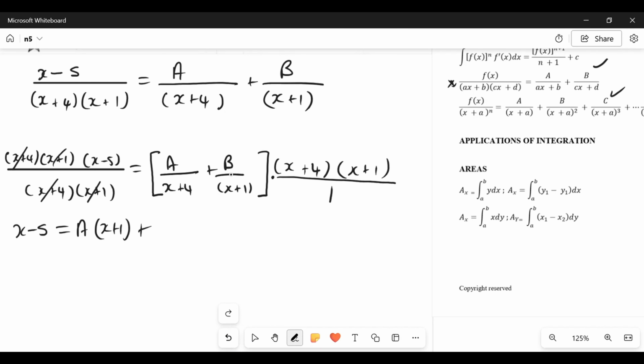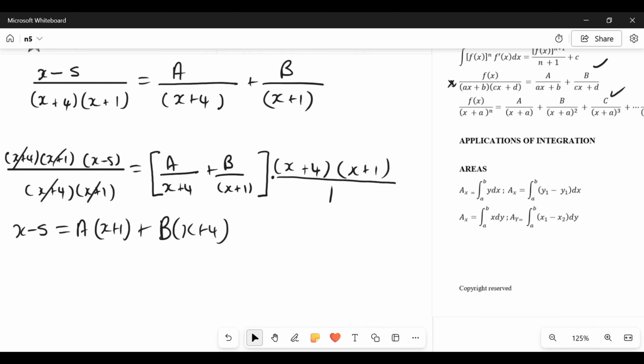And then we do the same thing. If you multiply B divided by x plus 1 with everything that is outside there, this x plus 1 and that x plus 1, they're going to divide each other. So you're only left with B with x plus 4. So x plus 4. Now it's linear. We can start working on it.